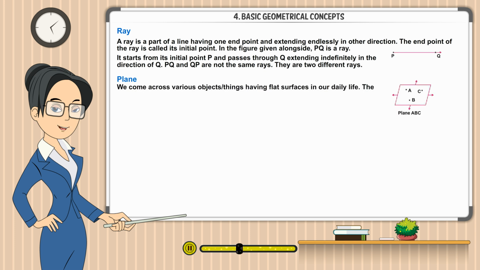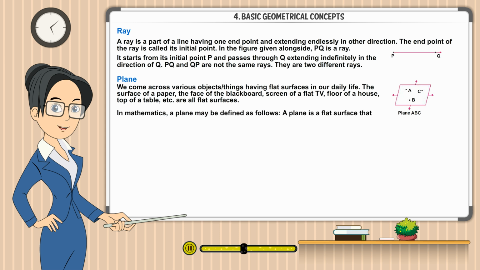Plane. We come across various objects or things having flat surfaces in our daily life. The surface of a paper, the face of the blackboard, screen of a flat TV, floor of a house, top of a table, etc. are all flat surfaces. In mathematics, a plane may be defined as follows. A plane is a flat surface that goes endlessly or extends indefinitely in all directions.